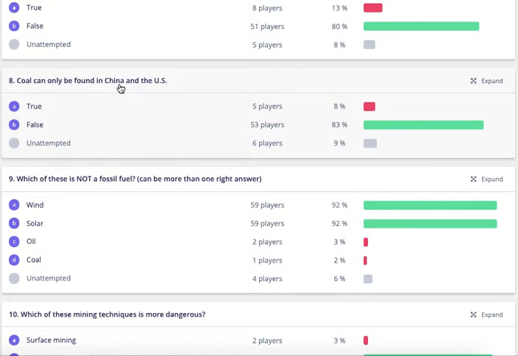Coal can only be found in China and the US? Absolutely not. Also, watch for words like never and always. If there's even one counterexample, it's wrong.